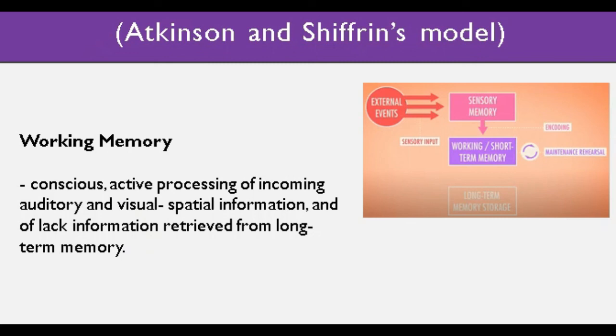In line with short-term memory, we also call it working memory. This is a conscious, active processing of incoming auditory and visual-spatial information, and of information retrieved from long-term memory. In working memory, after we've sensed something in the sensory memory, our mind will store it in short-term memory. It's conscious. This is what I need to buy; those things are in short-term memory.